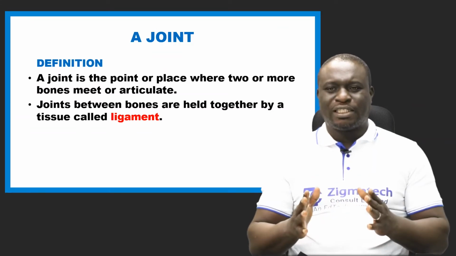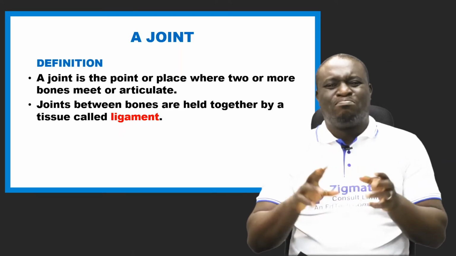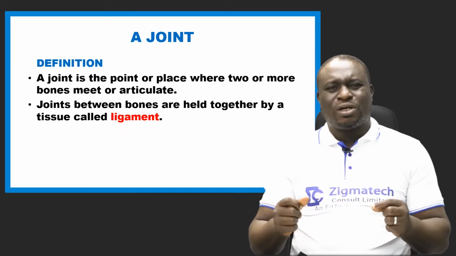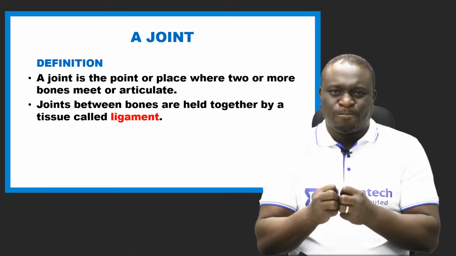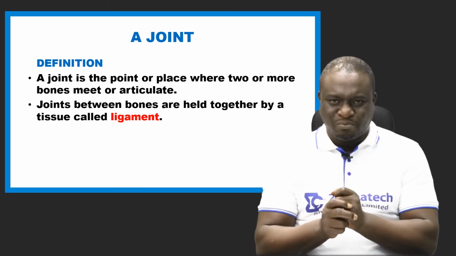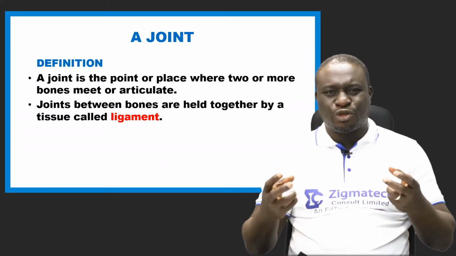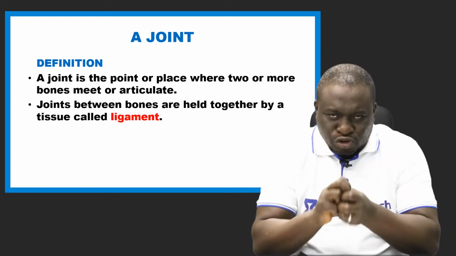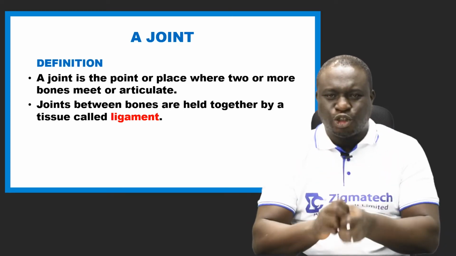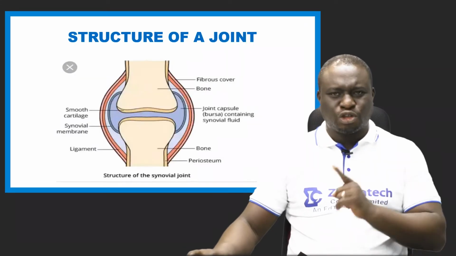Now, bones are held together in a joint by a tissue. We call that a connective tissue, and this connective tissue is called the ligament. Please take note. A ligament is a connective tissue that holds bones together in a joint. Now let's take a look at the structure of a joint.